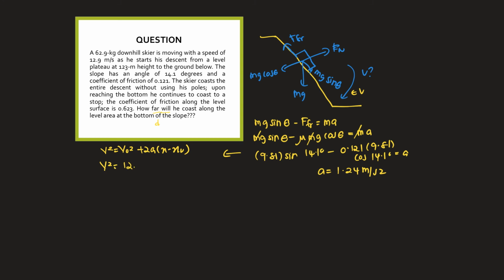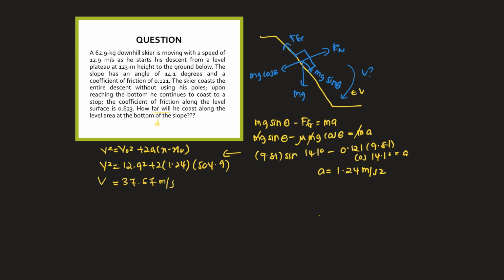My initial is going to be 12.9 square plus my acceleration is 1.24, and my inclined plane that I calculated before is 504.9. So I'm going to get my v final as 37.67 meter per second, my v final.